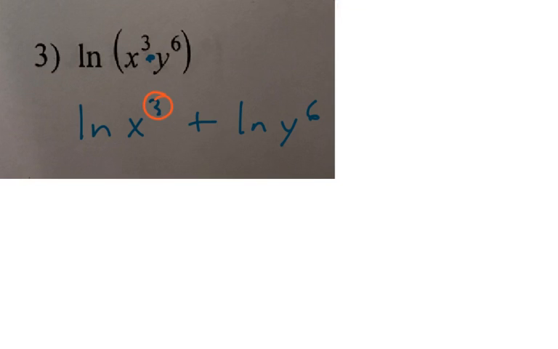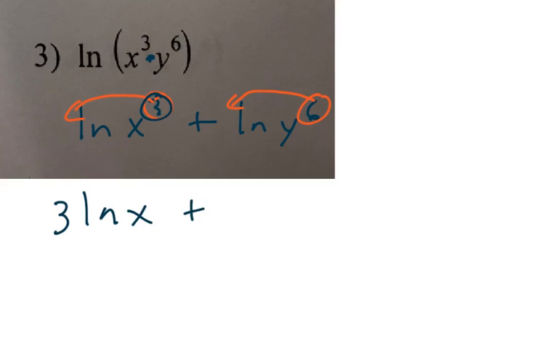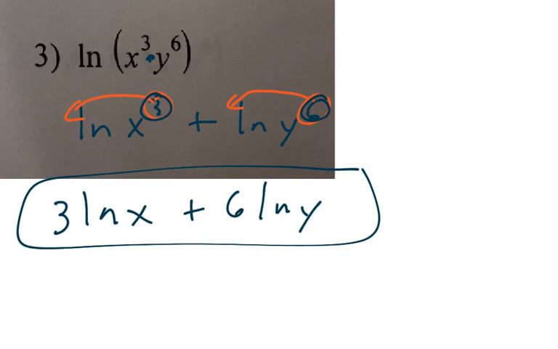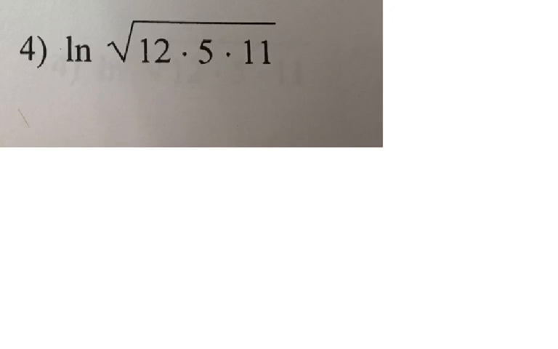Look at our answer now. Don't we have some powers that we can bring down in front? So our final perfect answer is 3, the 3 came from here, natural log of x plus the 6 natural log of y. Done. All right, let's do one more. Here we go. I think this is the last one.